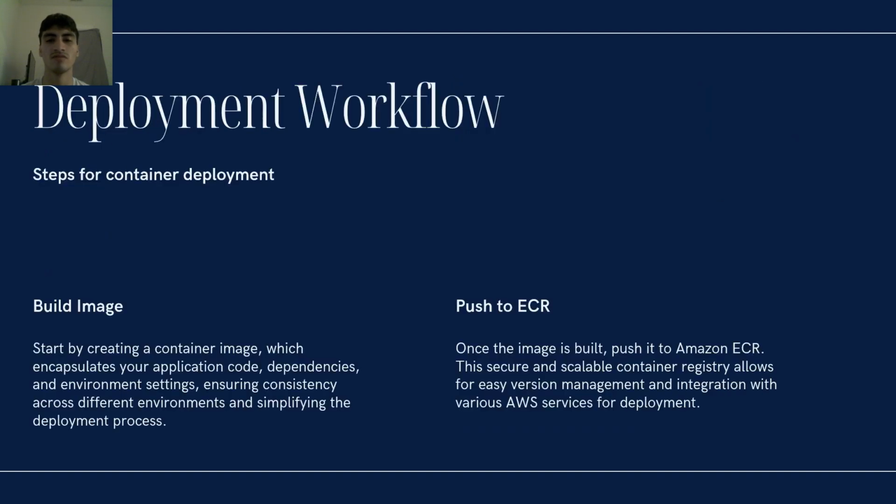To summarize the deployment process for containerized applications in AWS, developers usually follow a simple workflow. First, they build a container image using Docker and a Dockerfile that defines the application environment. Next, the image is pushed to Amazon ECR, which securely stores container images.